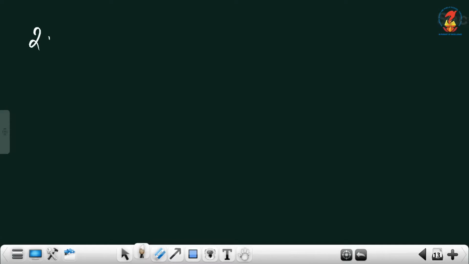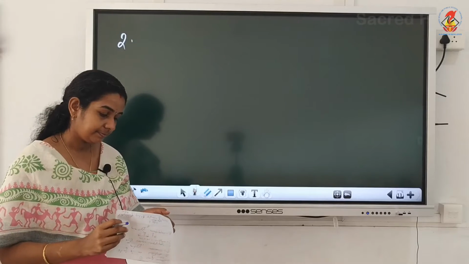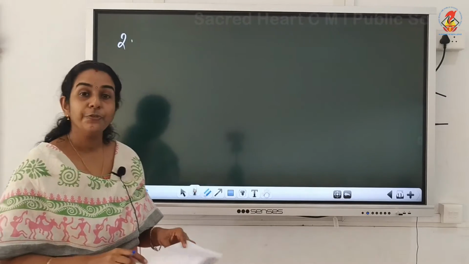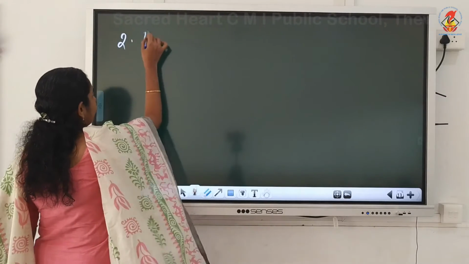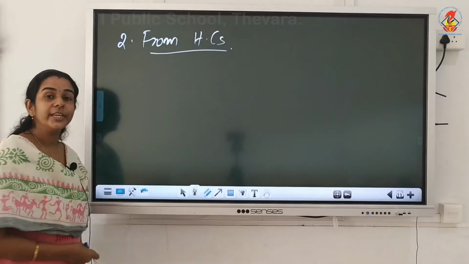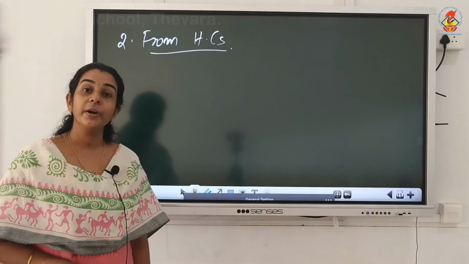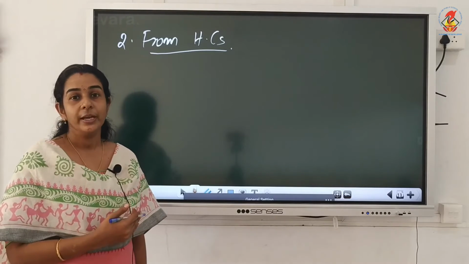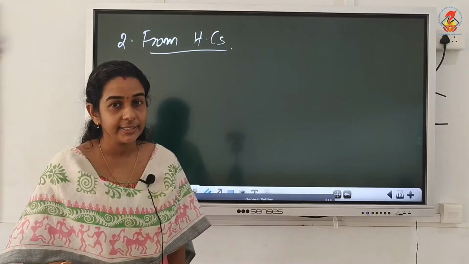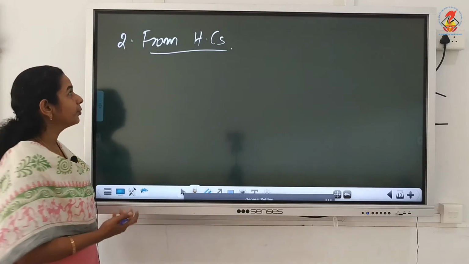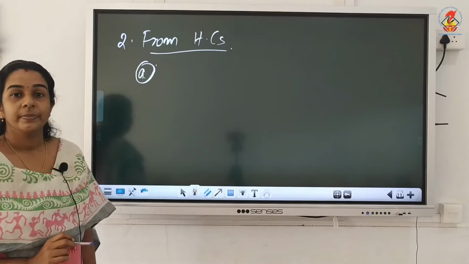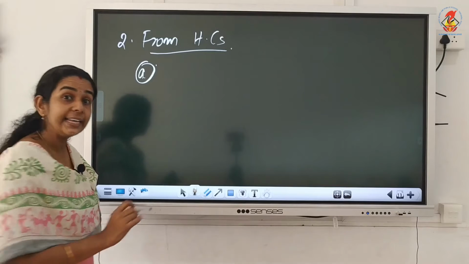Now, the second method of preparation is from hydrocarbons. How can we prepare aldehydes and ketones from hydrocarbons? So here mainly we are using alkenes and alkynes. We know that alkenes and alkynes are hydrocarbons. Okay. So first we are going to prepare aldehydes and ketones from alkenes.